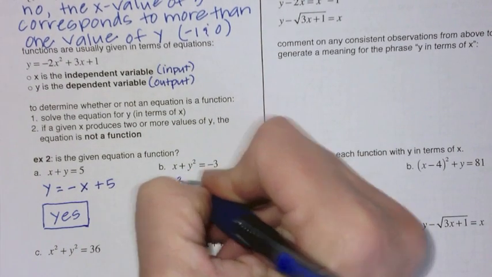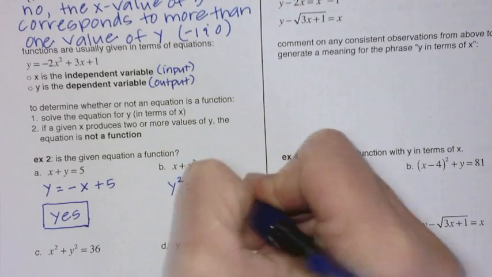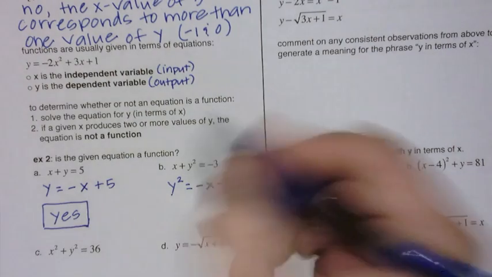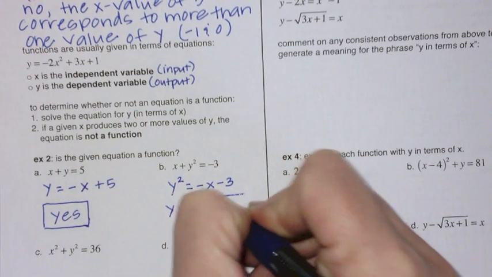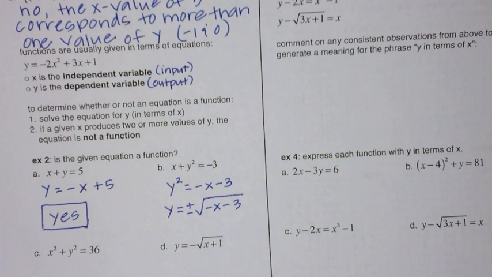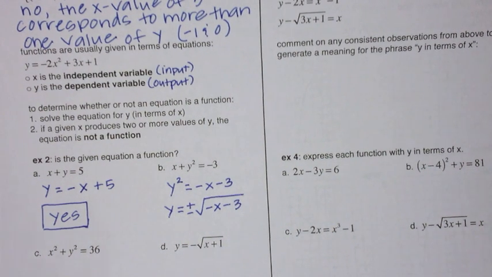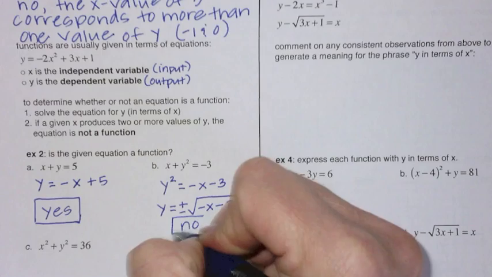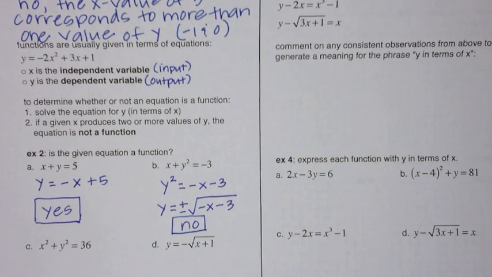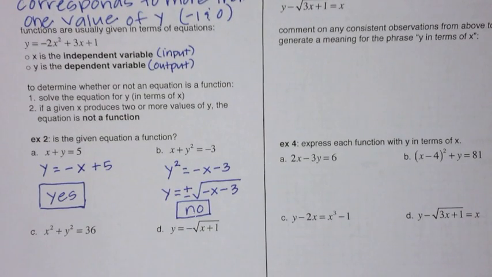To solve this one for y, my first step is to move the x to the other side, and then I'm going to square root both sides. When I square root both sides, I have to do the plus or minus because the square root wasn't originally in the problem. So what that tells me is I'm going to plug in one x value, do a little math, and then I'm going to take the positive case and the negative case. So I'm plugging in one x and getting out 2 y's, which does not meet the conditions for being a function. I would try C and D on your own.